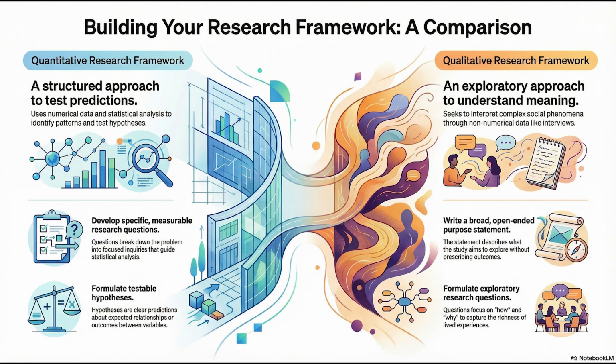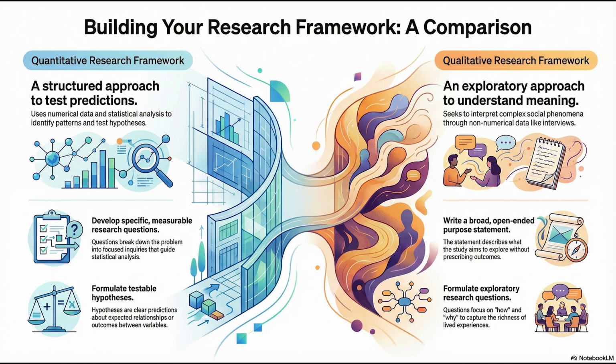You're trying to understand the depth of an experience, right? The meaning people attach to things. Yes, exactly. We're looking at perceptions, complex social stuff. So we prioritize flexibility and rich stories, not statistical proof. Which means the first thing we do is throw out the hypothesis. Gone. Because a hypothesis demands you predict an outcome. In qualitative work, you can't do that. You're exploring. So instead, you have a purpose statement.